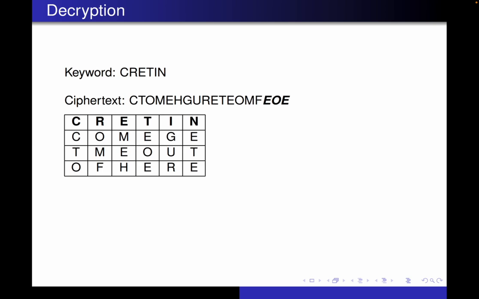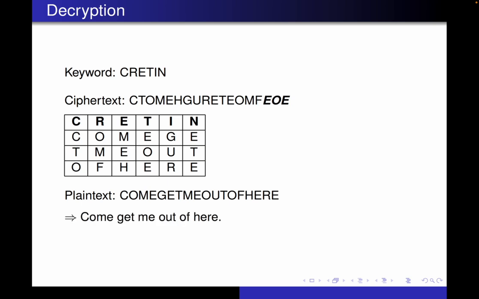And then we read our plain text left to right, top to bottom, 1 row at a time. So when we do that, we get our plain text being all those letters together. And if we split those into individual words, it's: come get me out of here.